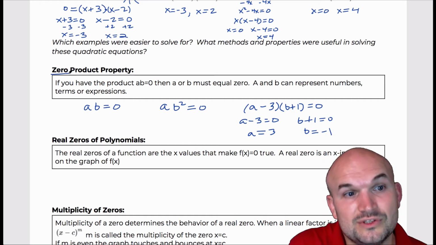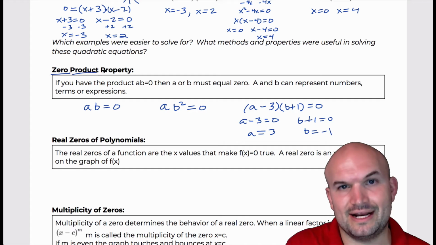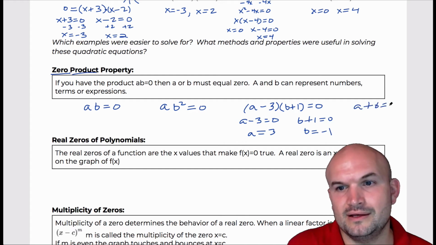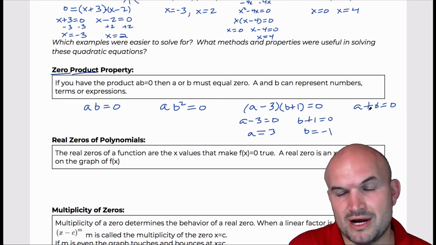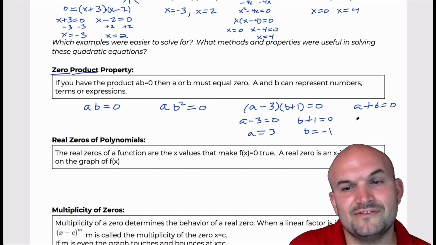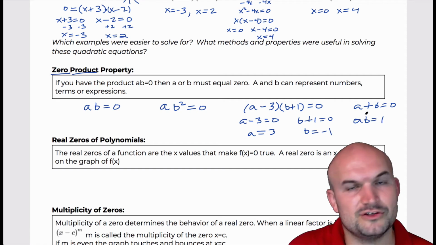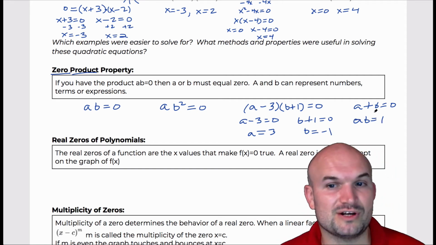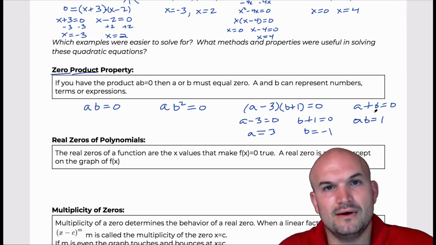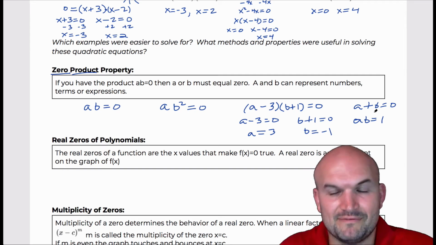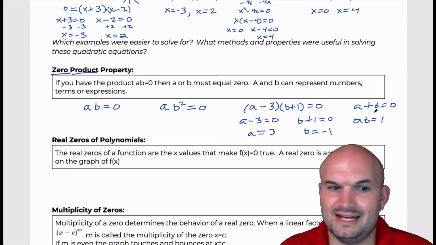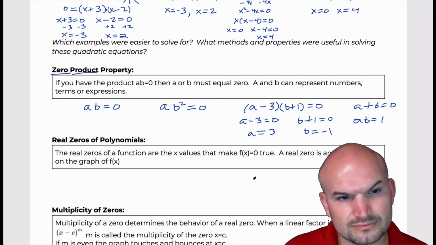But please remember, the zero product property only works when you have your expression set equal to 0 and it's the product. So A plus B equals 0, no zero product property. Or if I have A times B equals 1, there's no 1 product property. It only works when the product is equal to 0, not with any addition or subtraction, okay?